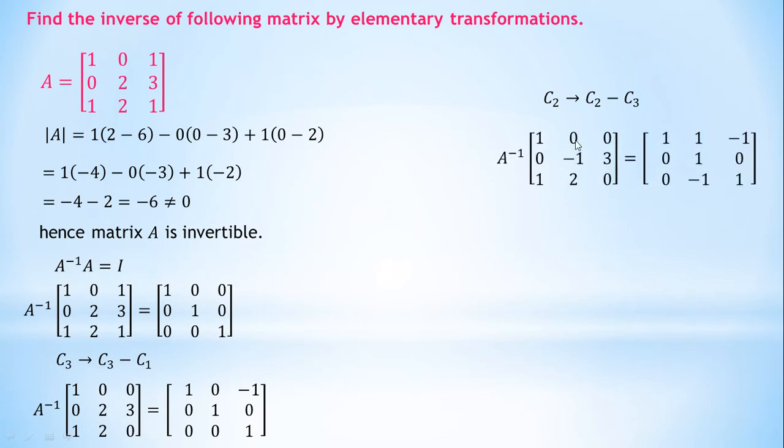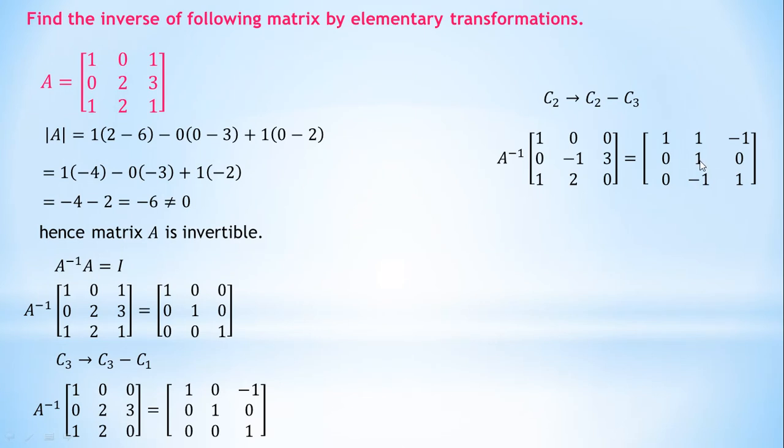Write the first column as it is. Now C2 minus C3. 0 minus 0, that is 0. Then 2 minus 3 is minus 1. And 2 minus 0 is 2. Like this. Okay. Then here in this case, column number 1 as it is. We have to change column number 2. So 0 minus minus, plus 1. So here we get plus 1. Then 1 minus 0, that is 1. And 0 minus 1, that is minus 1.